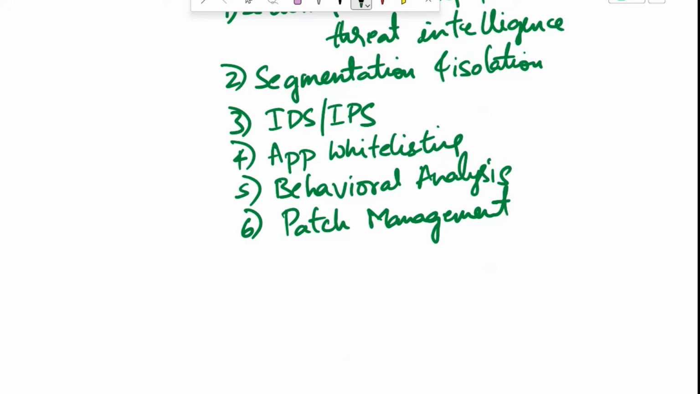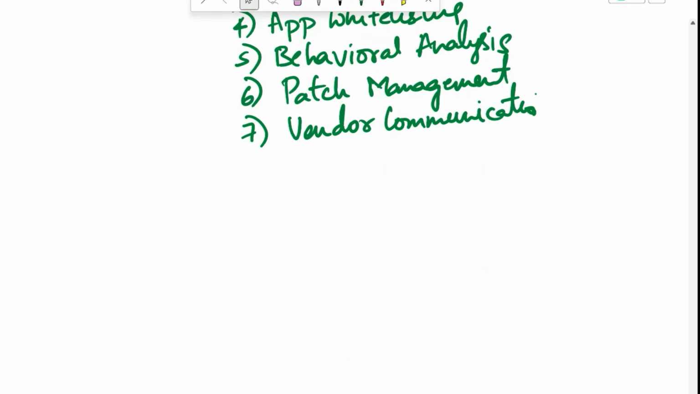Next is patch management strategies. Work with software vendors to expedite the release of patches or workarounds for zero-day vulnerabilities. Patch management becomes crucial once a fix is available. Next is vendor communication. Establish communication channels with software vendors to report and share information about zero-day vulnerabilities responsibly.